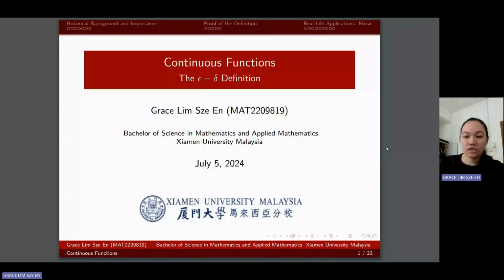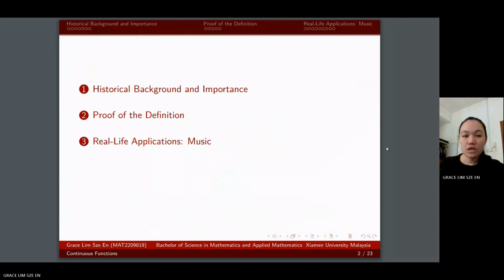Today I'll be presenting on the epsilon delta definition of continuity. This presentation is going to consist of 3 parts. So the first is going to cover historical background and importance of the definition. The second will cover the proof of the definition. And the third will cover a real-life application of it.